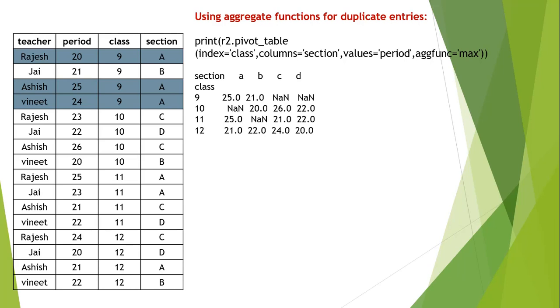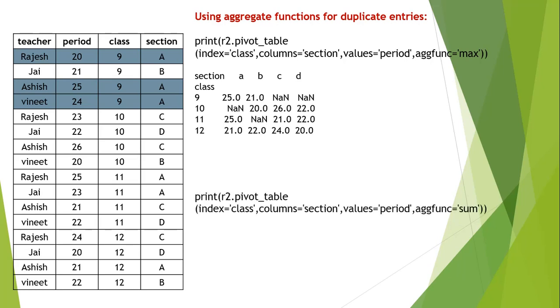Okay, as you can see, for class 10th C also there is a repetition in the values. 10th C is having 23 periods also, and 10th C is having 26 periods also. So out of them the maximum value is 26, so the output has been given according to that, and 10th C has been replaced with 26.0. Okay, we can use any agg function there.